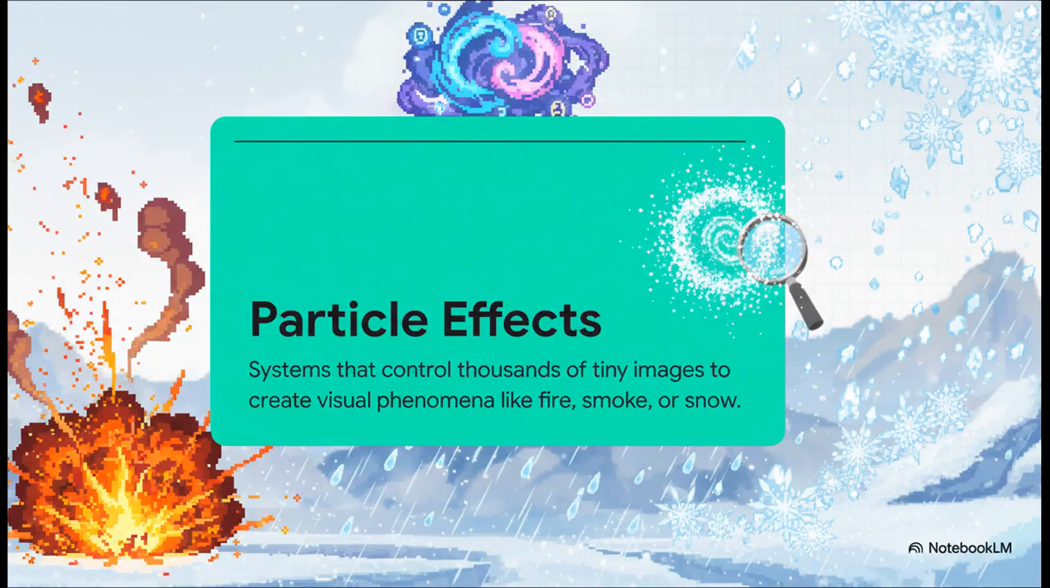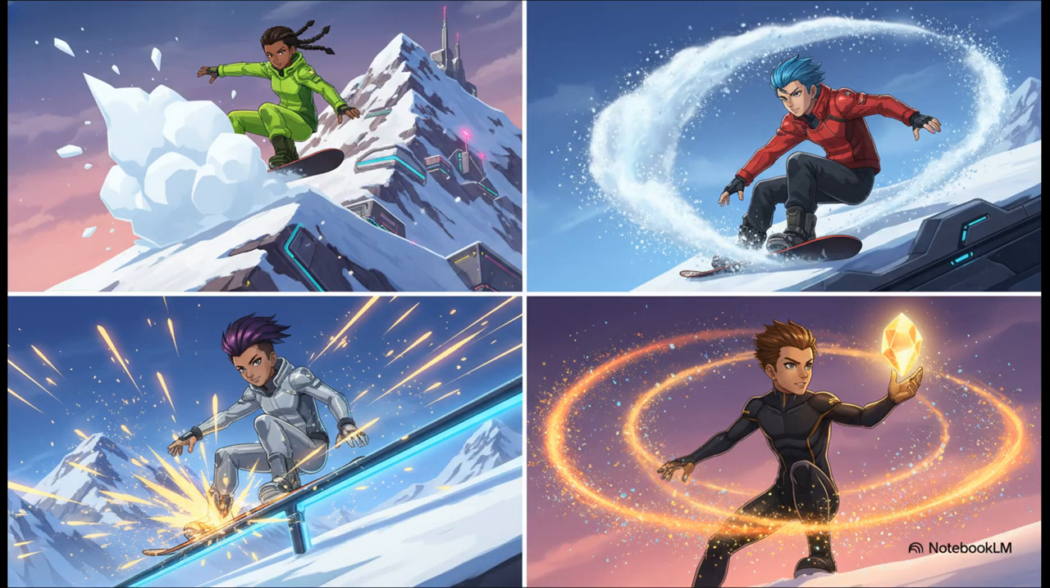So how do we create that impact? The number one tool in our box for this is the particle effect system. This system is basically an engine for spawning and controlling tons, sometimes thousands, of tiny little images on the screen all at once. By tweaking things like their speed, their size, their color over time, you can simulate almost anything. Explosions, smoke, magic spells, and of course for our game, snow.